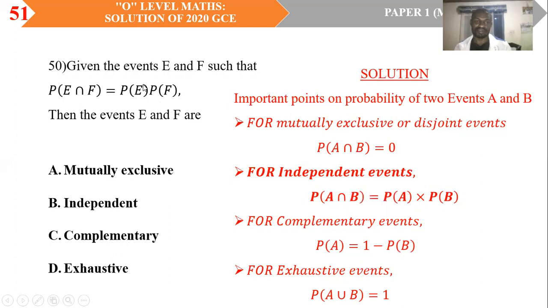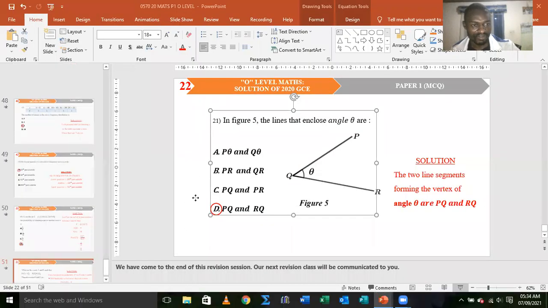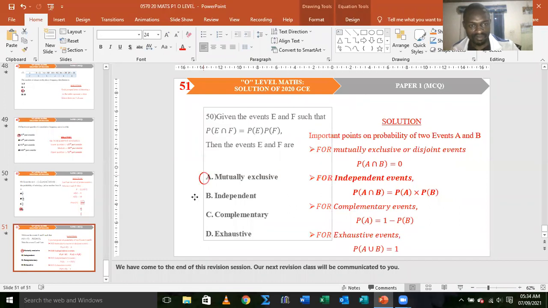Now, in our case, the question is talking about a situation very similar to that of independent events. Given that the probability of E intersection F is equal to that, these events are not mutually exclusive. There is a mix-up, please. We do the correction. The answer there is independent.